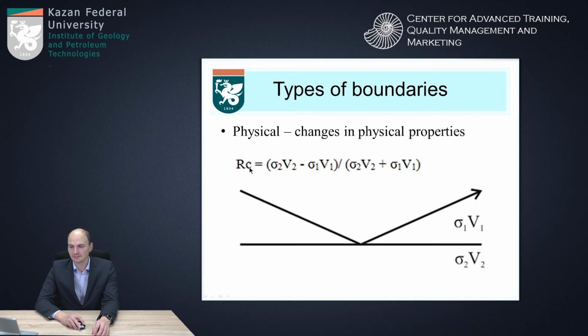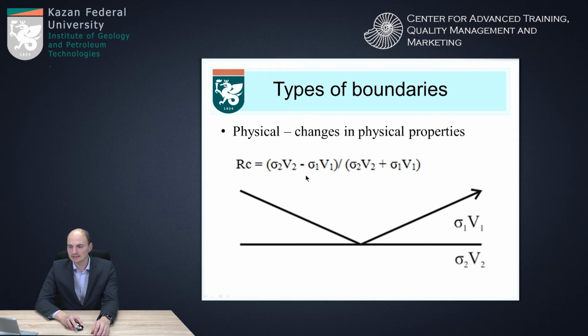And reflection occurs according to that equation. That's the equation for calculating the reflection coefficient: acoustic impedance of the second layer minus acoustic impedance of the first layer, divided by the sum of these two acoustic impedances. What does this equation mean? It means that once the wave goes down and hits the boundary, it can be reflected, and the amount of energy that would be reflected can be calculated according to that equation.